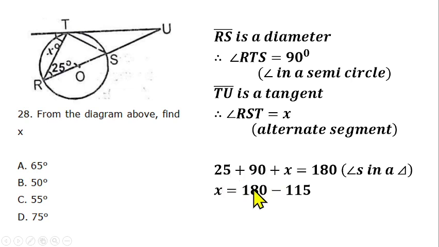So 25 plus 90 will give us 115. Take it to the other side. S will be 180 minus 105. So S will be 65. So angle S here is going to be 65 degrees. So option A is the correct option for question number 28.